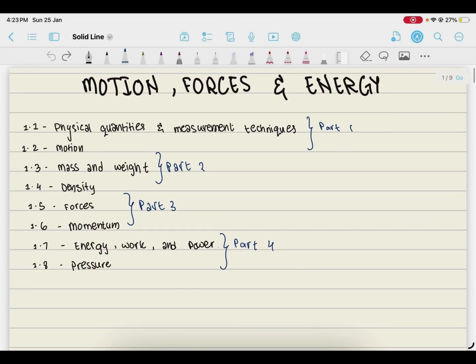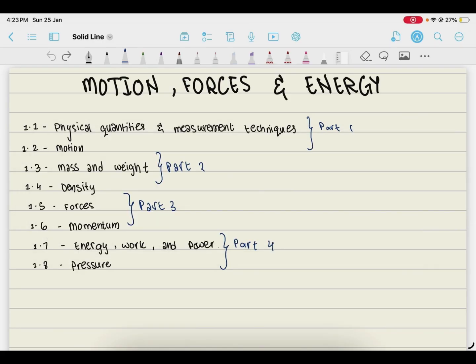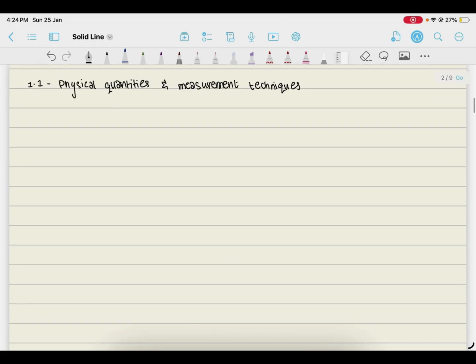Hello everyone, today we will be doing the first chapter of IGCSE Physics, which is Motion, Forces and Energy. We will be doing this chapter in 4 parts, and today we will be doing part 1, which is 1.1 Physical Quantities and Measurement Techniques, and 1.2, which is Motion. Now let's start with our first part.